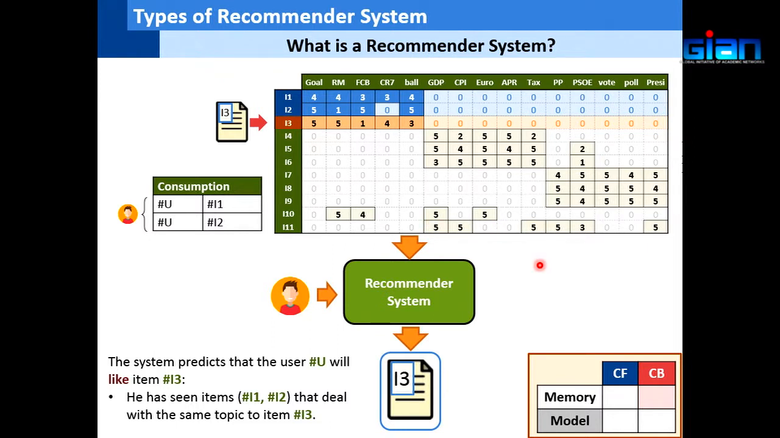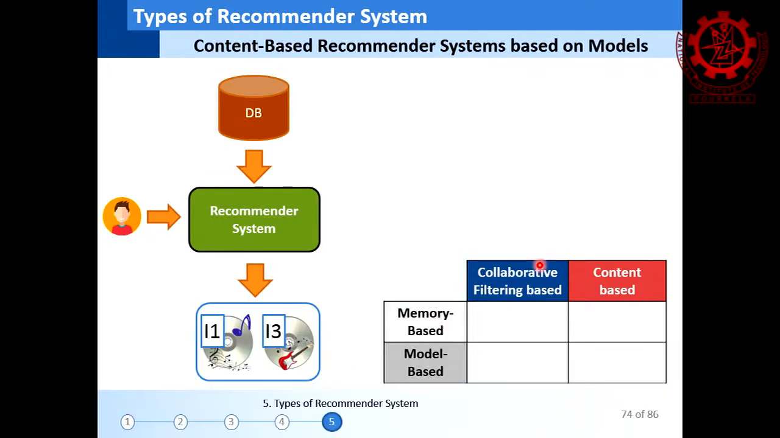So this is the kind of thing that we are going to do when we deal with recommender systems based on contents and on memory. And we are going to talk about another kind of recommender system, which is this one, the content recommender system based on models and based on contents. This is the last one.